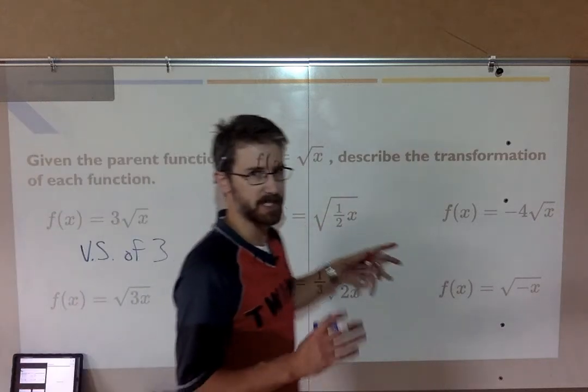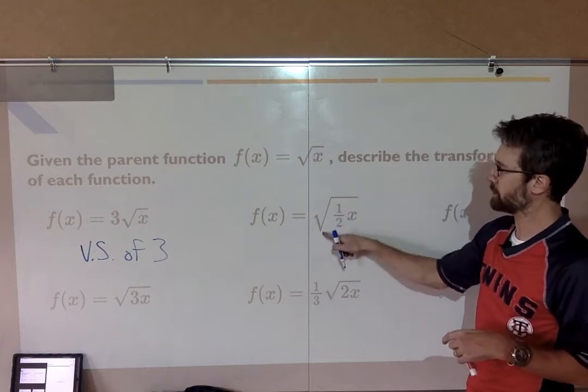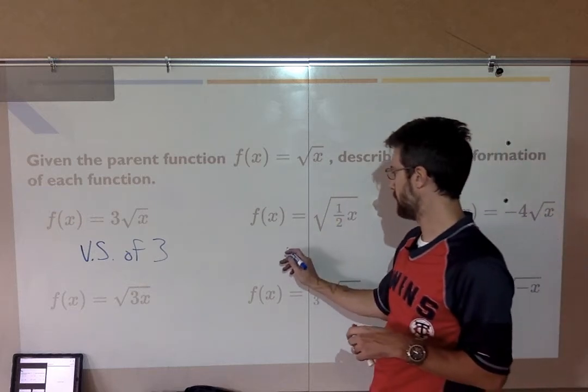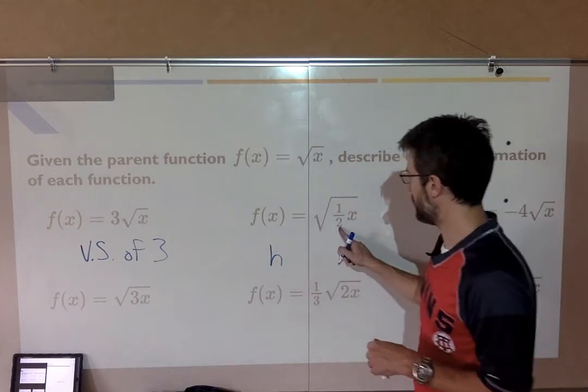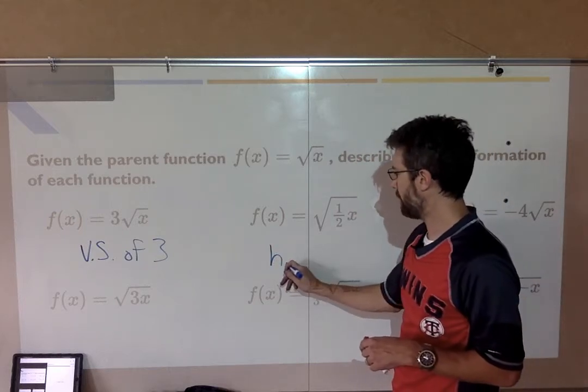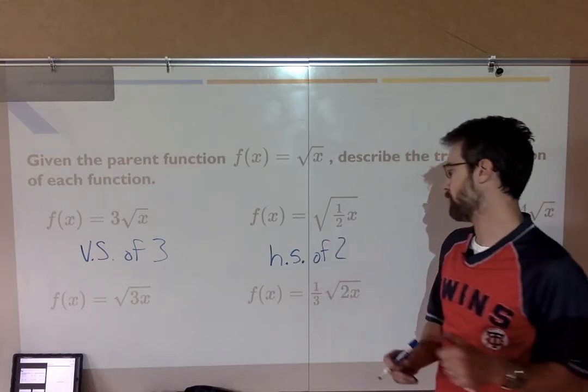This 1/2 is inside the grouping symbol. So not necessarily parentheses, but the grouping symbol, which is the square root symbol. Multiplying by 1/2 on the inside, it's horizontal, it's a homie. Multiplying by 1/2 makes a horizontal stretch of 2.